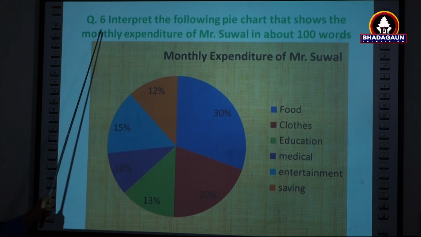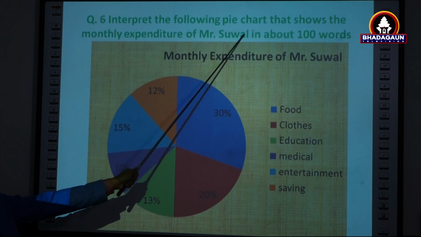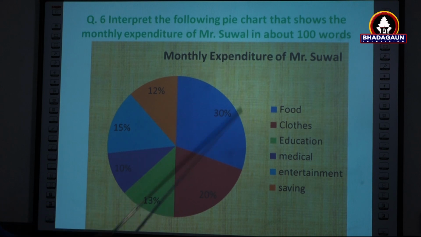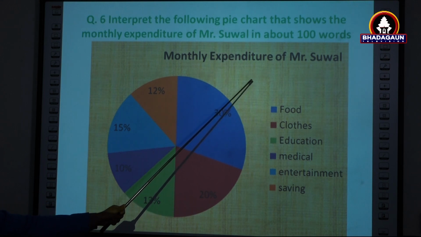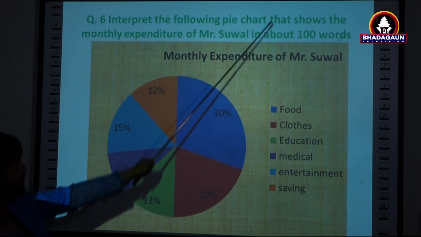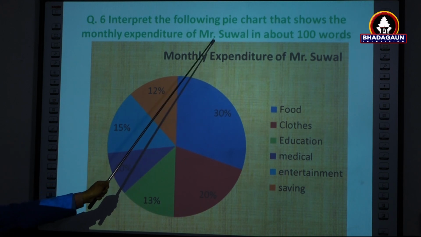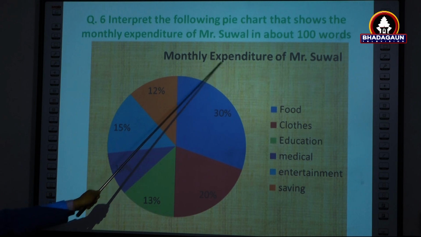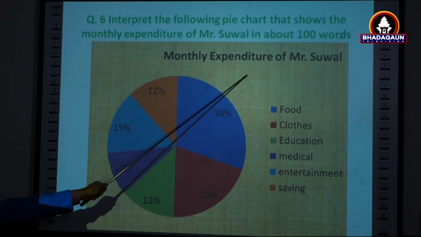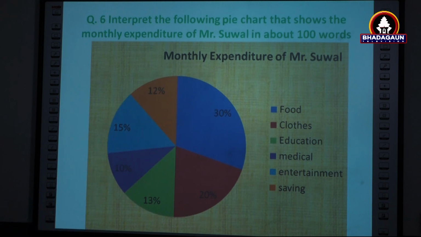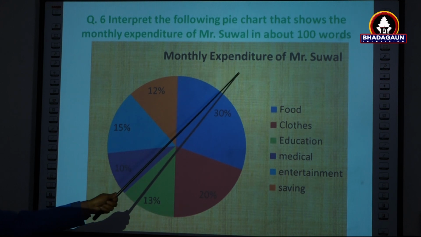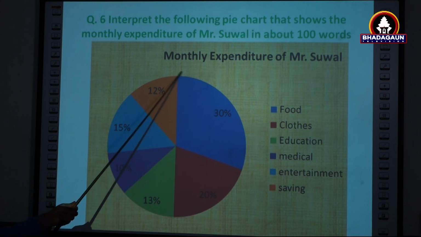It is given, the monthly expenditure of Mr. Sual. The title of this picture is given in two places. One in the question form, the second one in the picture. So first of all, you have to know the title. You might have guessed the title. So the first duty, when you see this question in your examination, is to pick out this title and write it in your copy.